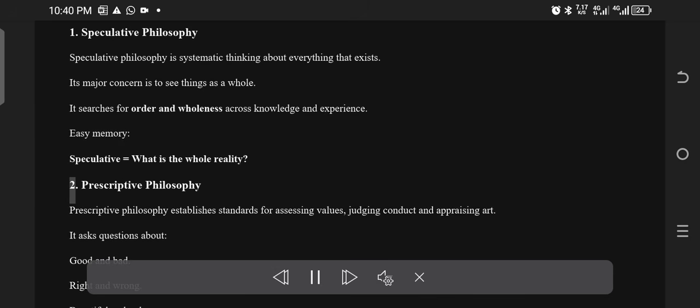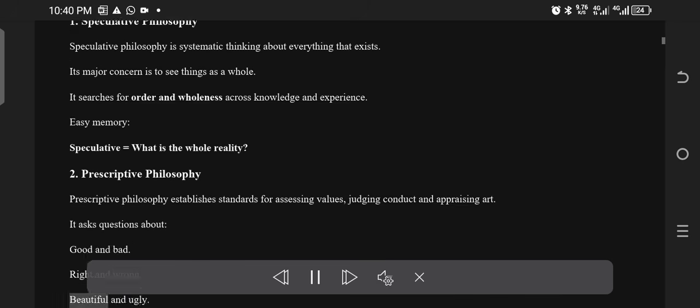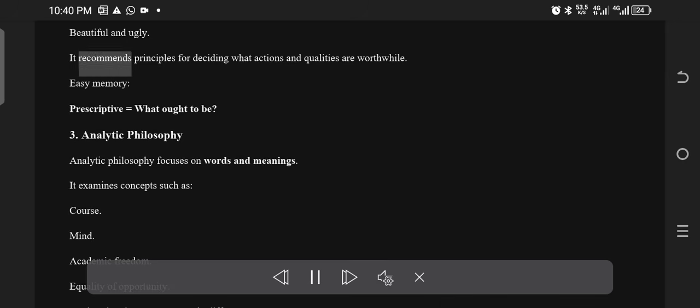2. Prescriptive philosophy. Prescriptive philosophy establishes standards for assessing values, judging conduct, and appraising art. It asks questions about good and bad, right and wrong, beautiful and ugly. It recommends principles for deciding what actions and qualities are worthwhile. Easy memory. Prescriptive equals what ought to be?